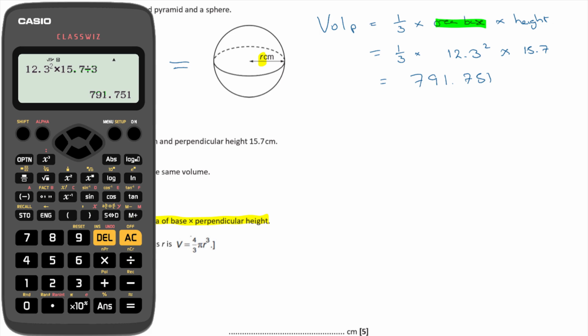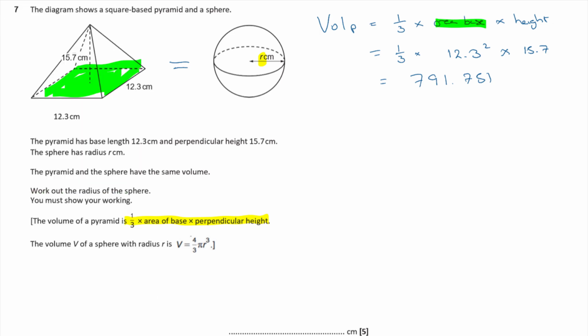Okay, and then what we're going to do now is work out the radius of the sphere, don't we? So we know that the volume of the sphere is equal to 4/3 pi r cubed. Subbing in what we know, that is 791.751 there. And we want to get r by itself, don't we, really?